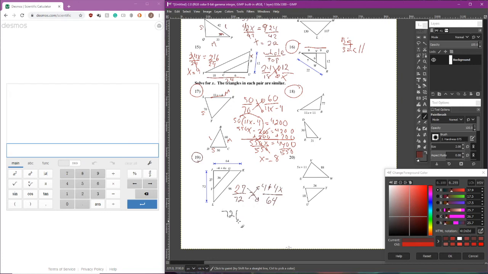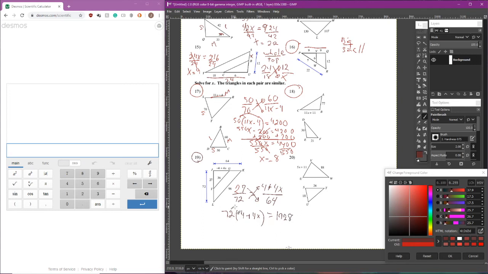72 multiplies by negative 4 plus 4x, and I put those in parentheses so that I can distribute later. And then I multiply 72 times 64, sorry, 27 times 64. 27 times 64 is 1,728, so 1,728.